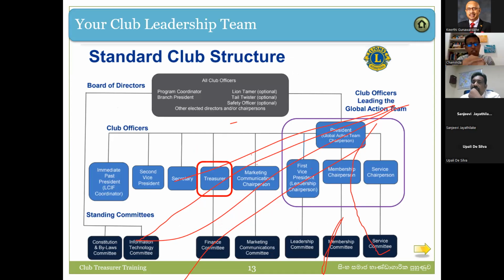You can see it in the books, you can see it on the web, right? So I will not go into detail, but this is where the treasurer lies. Okay, key club officers, the treasurer lies. I have put a square here. Okay, the treasurer's place is here, in the club.